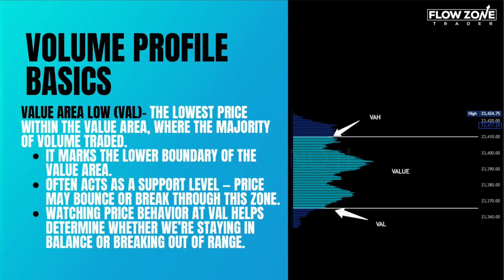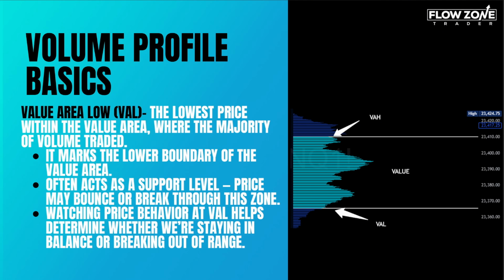The value area low, as you might expect, is the complete opposite. It's the lowest price within the value area where the majority of volume was traded, and it marks the lower boundary of the value area. It often acts as a support level, and price may bounce here or break through this zone. Watching price's behavior at the value area low helps determine whether you're staying in balance or breaking out of a range.